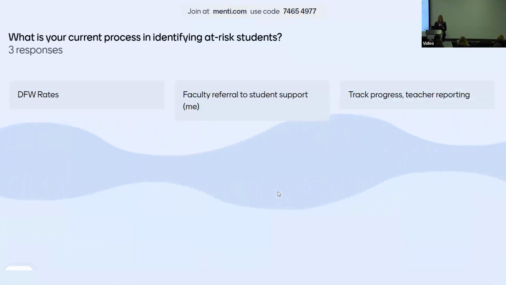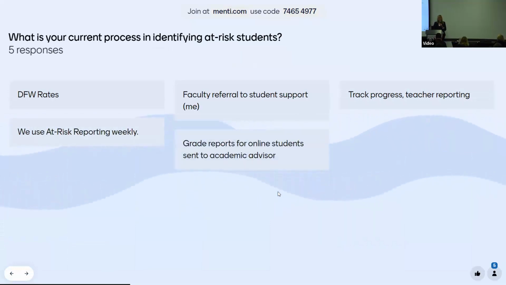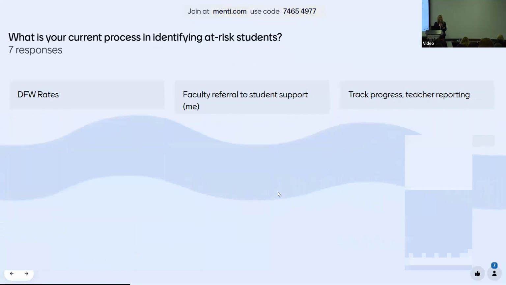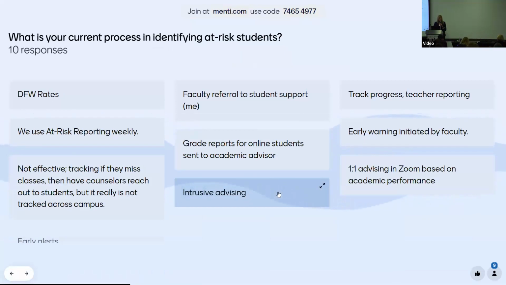Faculty referral to student support, so obviously that's from a faculty member. Track progress, teaching, reporting. We use an at-risk reporting weekly, that's fantastic. Grade reports for online students sent to academic advisors. Early warning initiated by faculty, not effective. Tracking if they miss classes, then have counselors reach out to students, but it's not really tracked across campus. Intrusive advising, that's interesting. And I'm going to go over appreciative advising, something we use, because that can happen because we have adult learners. And institutional risk engine, midterms, early alerts, these are great.